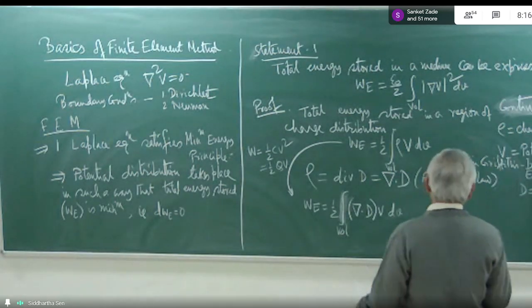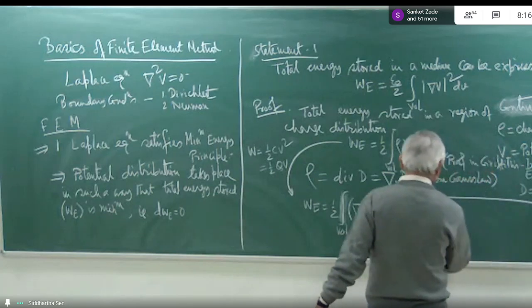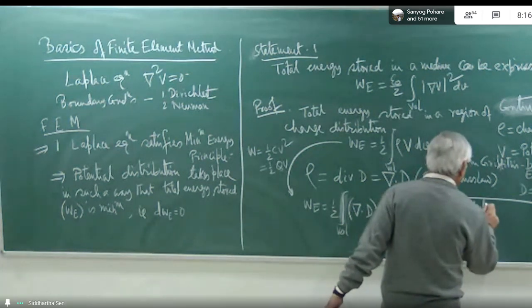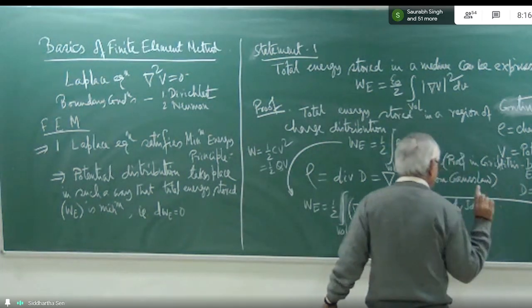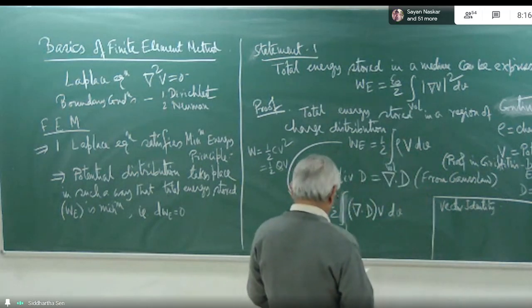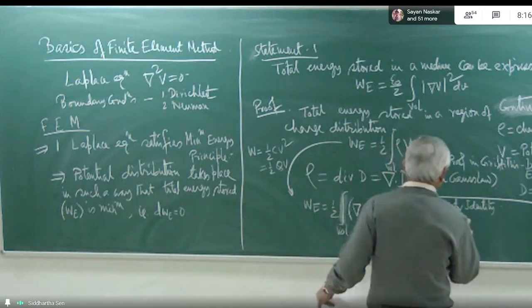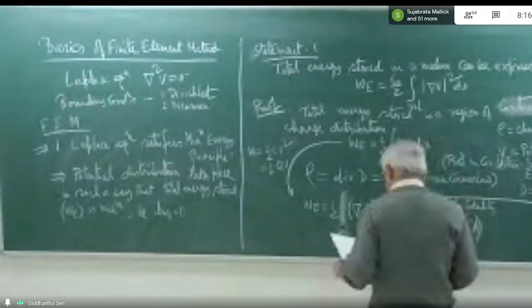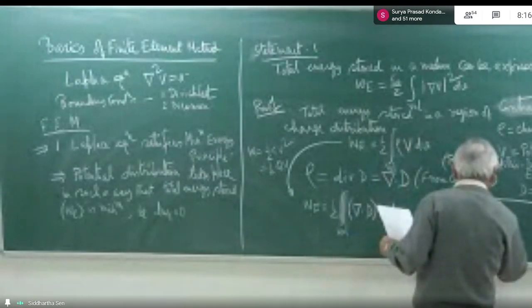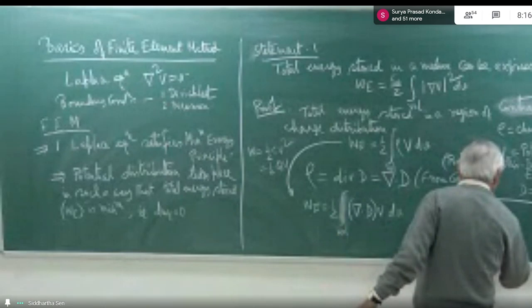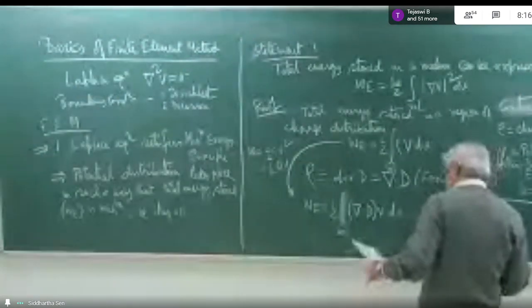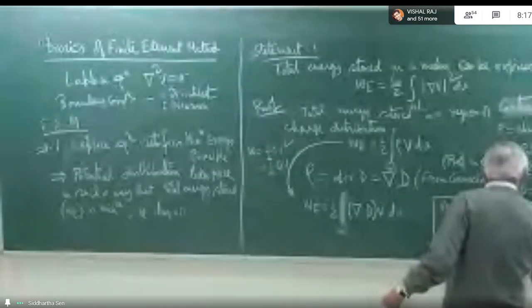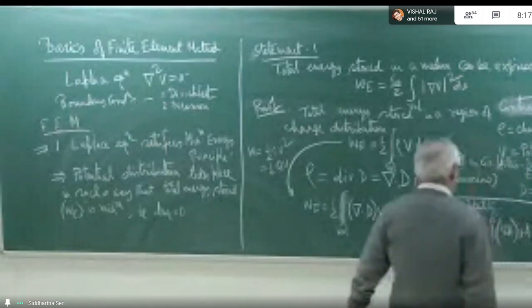Now we have the vector identity. A vector identity, it's there in a vector algebra book or in a field book, we can find it. That is nabla dot (f A) is equal to f into nabla dot A plus A dot nabla f. Okay.